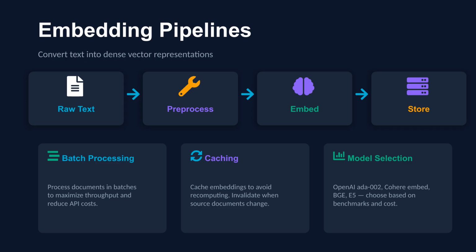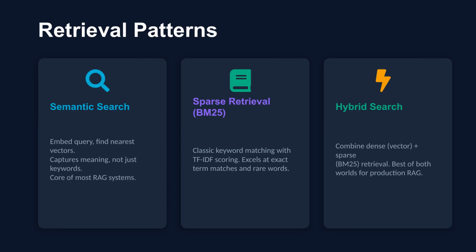For model selection, consider OpenAI Ada 002, Cohere Embed, BGE, or E5. Choose based on benchmarks, your language, and cost. 3 main patterns. Semantic search embeds the query and finds the nearest vectors. It captures meaning, not just keywords. This is the core of most RAG systems.